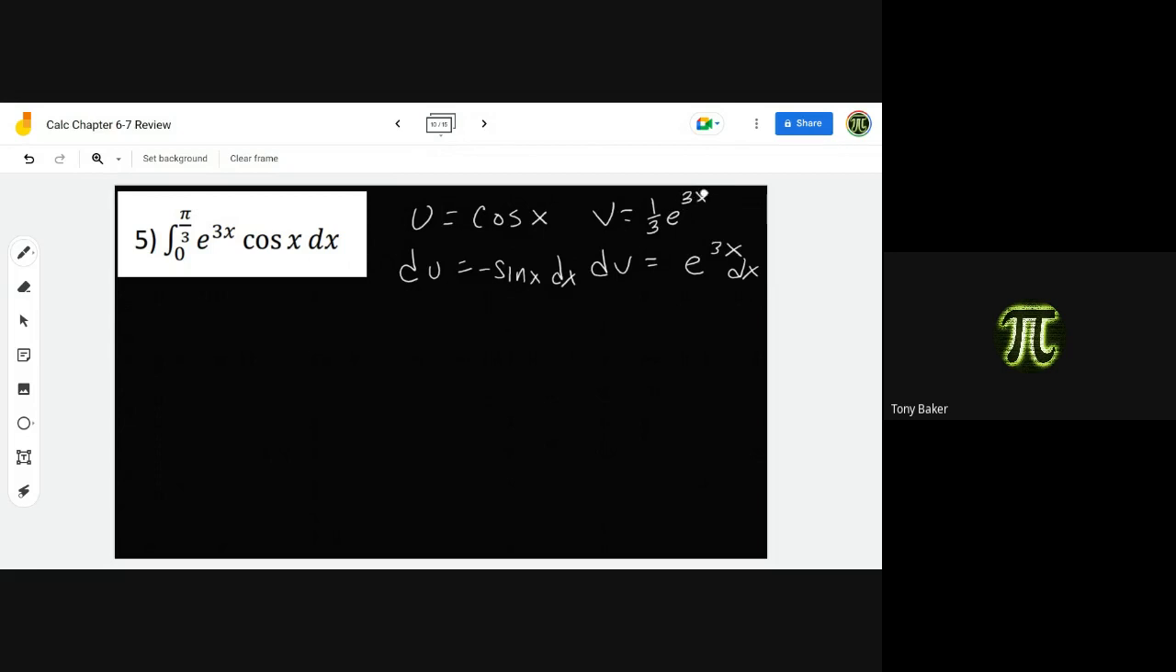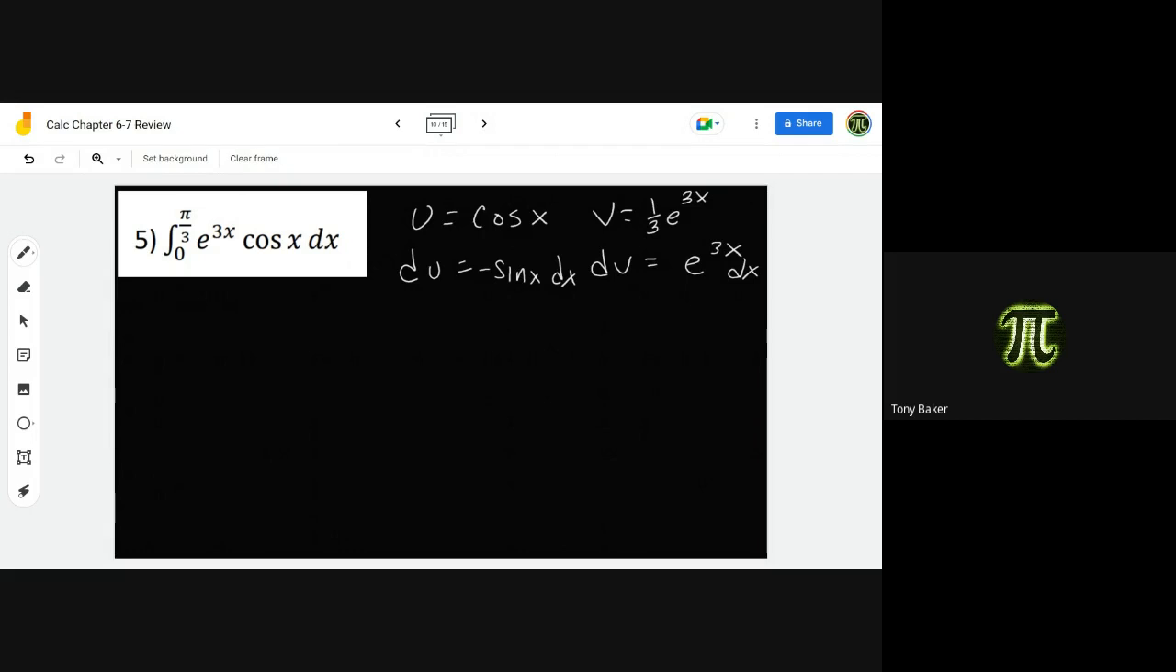1/3 e to the 3x, because you have to do the implied u substitution, because u is in essence 3x. You just don't typically have to write it out. So u is 3x, so when you take the derivative of that, you get 1/3 du equals dx, so that's where the 1/3 comes from. And then the e stays the same, it's e to the 3x.